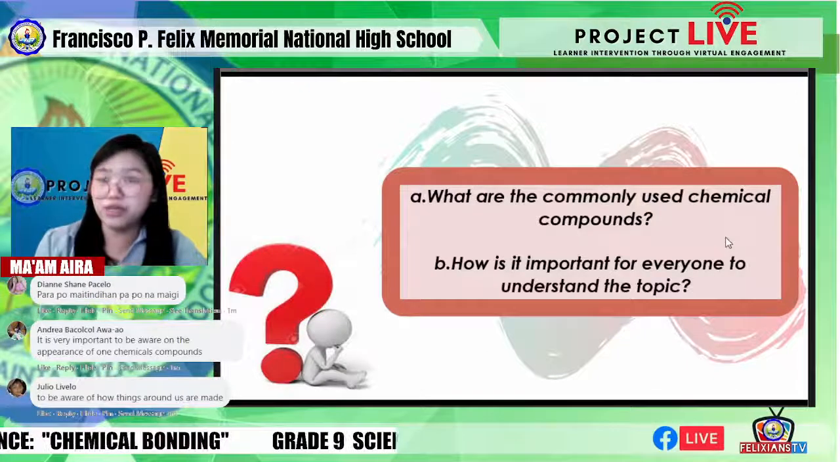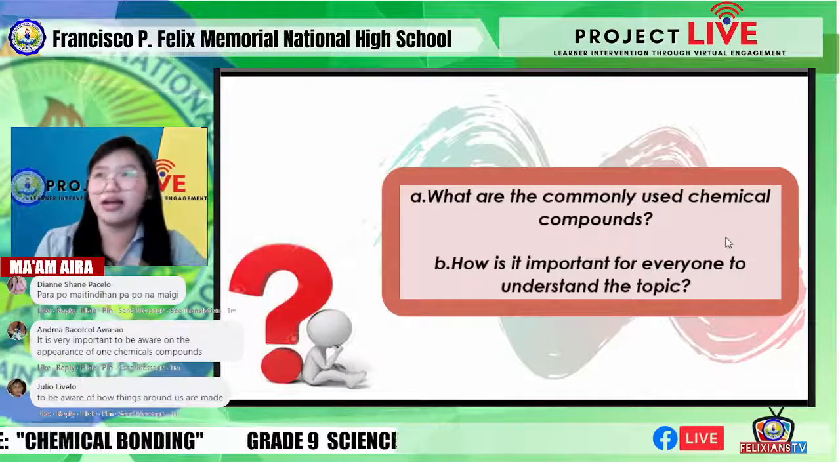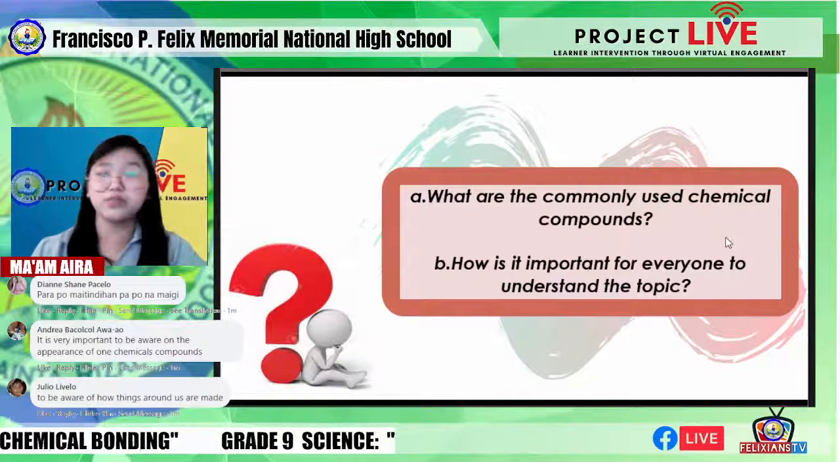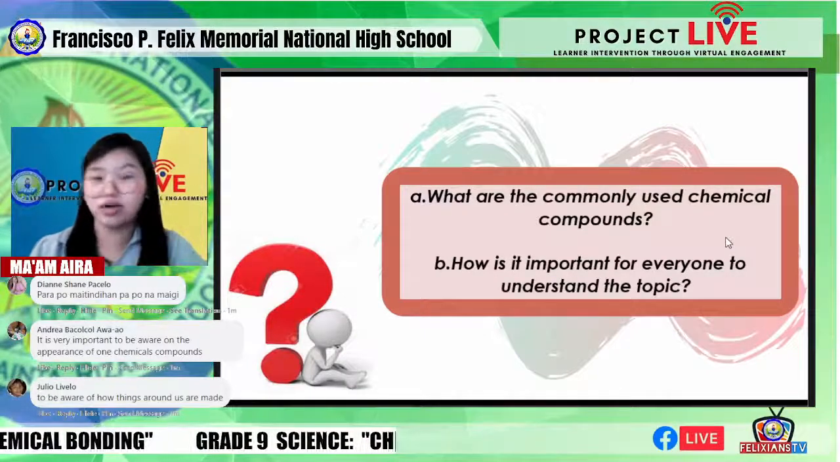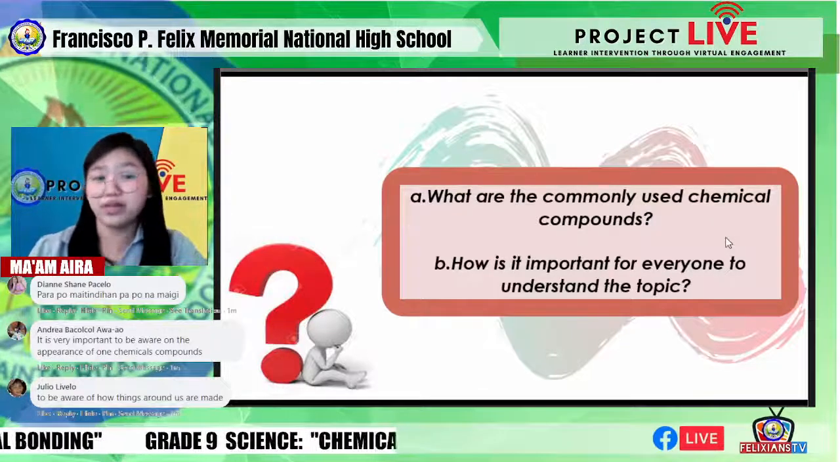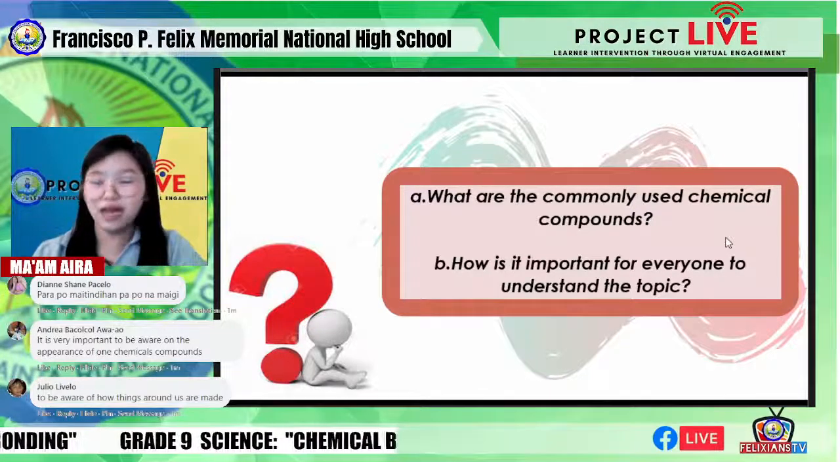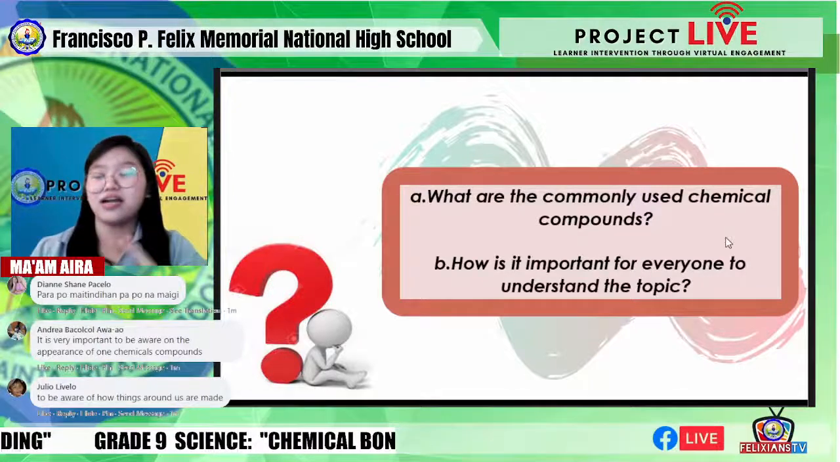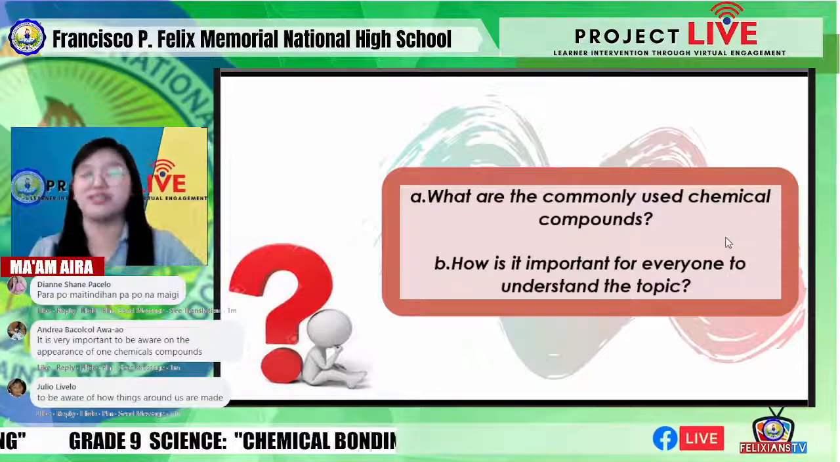Like for example, yung mga preservatives natin, nagkakaroon lang tayo ng idea sa mismong product na. Yung mga tocino, hot dogs, pero the thing is, paano sila napapreserve ng ganun katagal? So now we have the knowledge that they are using chemical compounds.